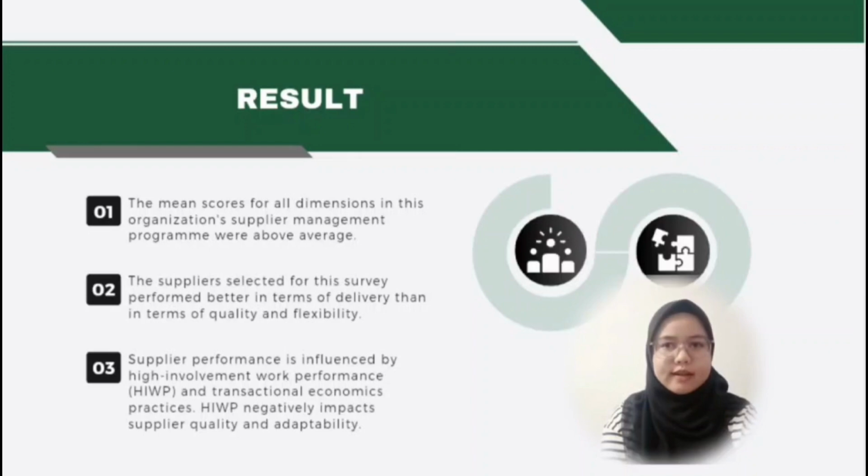Hi, my name is Haslinda. From the article, we can see that the mean score for all dimensions in this organization's supplier management program were above average. Results were collected from the suppliers, where the suppliers selected for this survey perform better in terms of delivery than in terms of quality and flexibility. Supplier performance is influenced by high involvement work practices, which is HIWP, and transactional economics practices. HIWP negatively impacts supplier quality and adaptability.